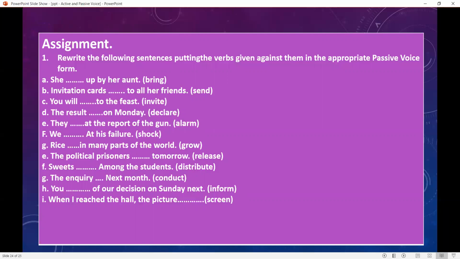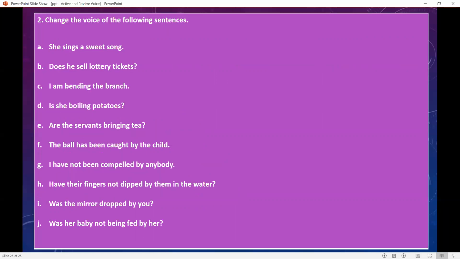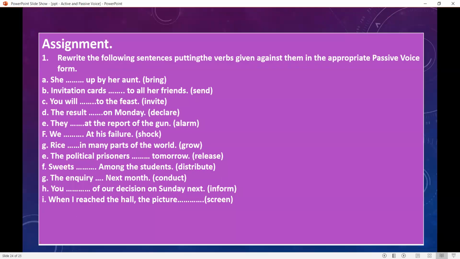So now, these sentences are the assignments given. I will just read out for your understanding. The first assignment, or the first exercise, is to rewrite the following sentences, putting the verbs given against them in the appropriate passive voice form. She dash up by her aunt. You have to make use of the verbs given in the bracket to change the voice.